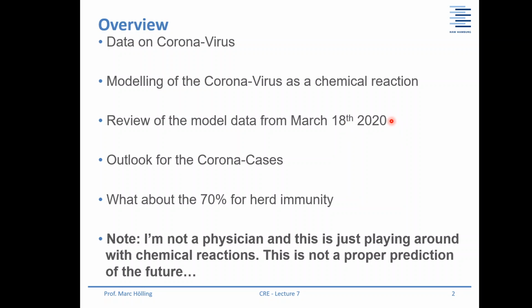So it's a little bit more than a month ago, and then let's have a look at the outlook for the corona cases. And then I don't know if you heard about it in the news. The experts are always talking about how we need 70% of the people to be immune, and then we have something called herd immunity. So then if the virus is spreading around, it will not increase, but it will vanish on its own.